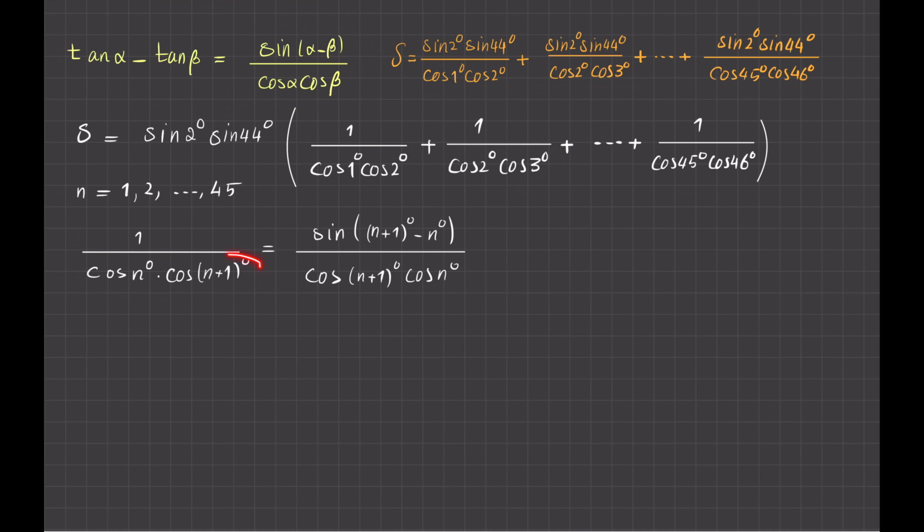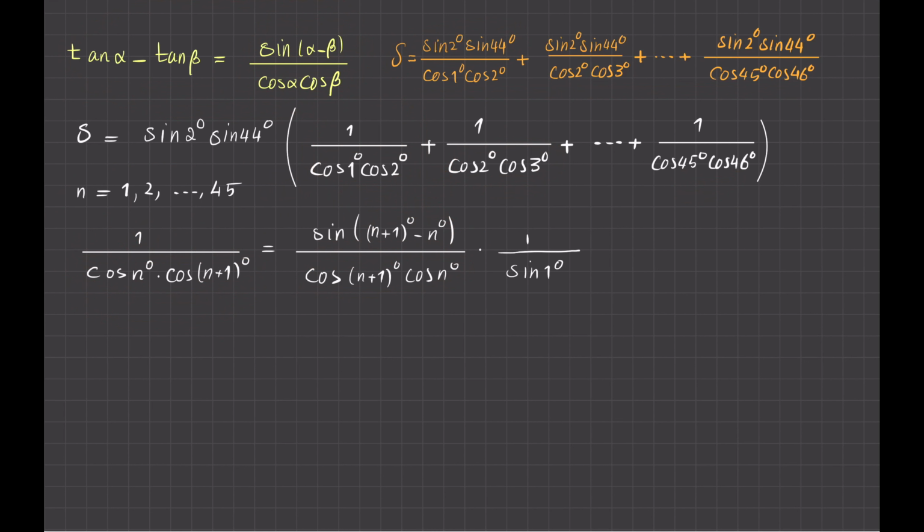The denominator, I have repeated it here in a different order, it doesn't matter. But if I ask you what is this angle, this is n plus 1 degrees minus n degrees, so it is 1 degree. So it becomes sine of 1 degree, but in the numerator I do not have the sine of 1 degree, I have just simply 1. So I have changed the problem. To compensate for that, I have to divide it by sine 1 degree. Now everything is in order.